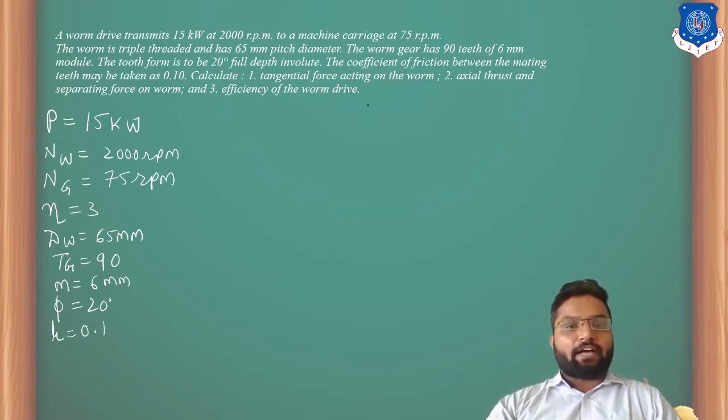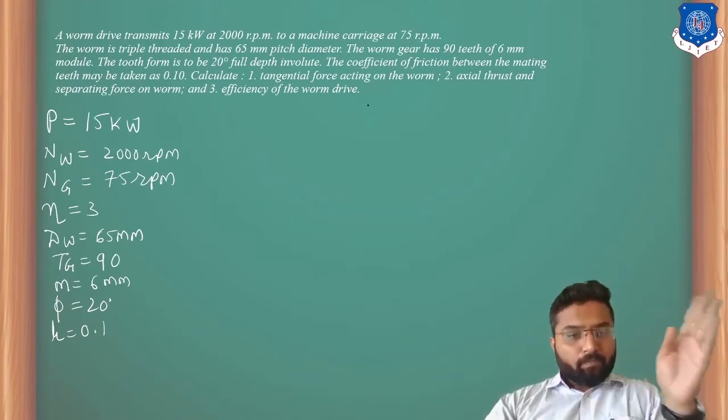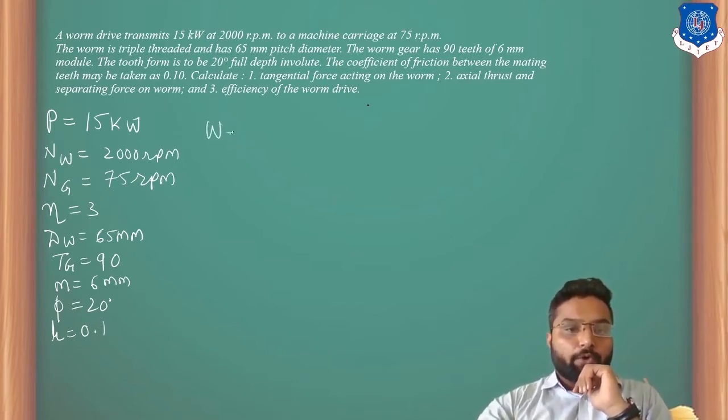So all we have to find out is the tangential force acting on the worm, the axial thrust, the separating force on the worm, and the efficiency of the worm drive. Here, the first point is to find the tangential force, which is WT. So how are we going to find WT?